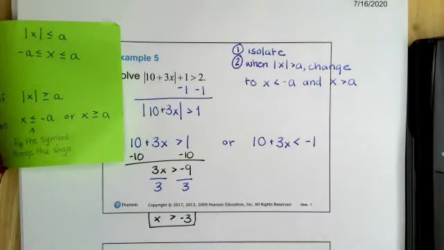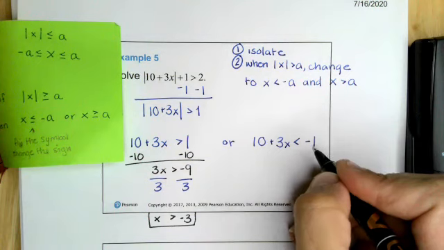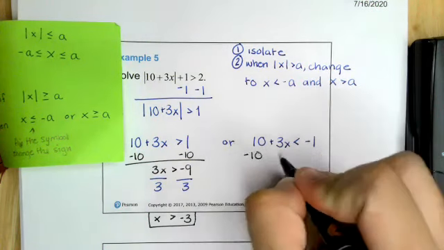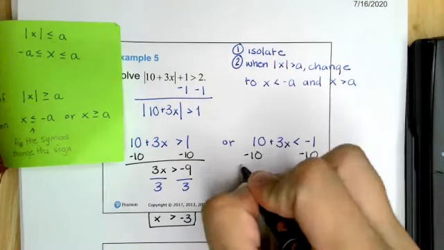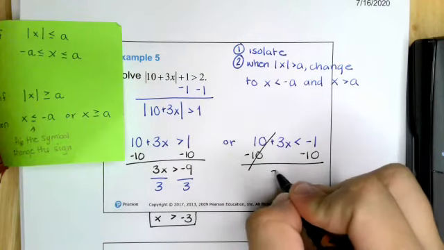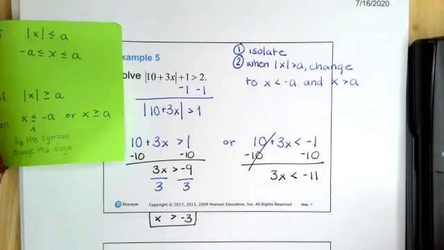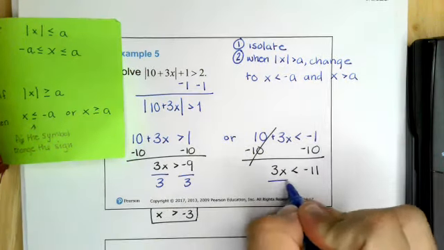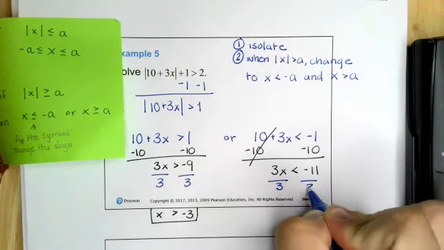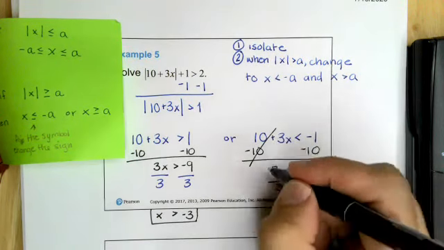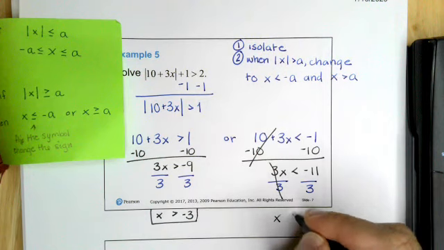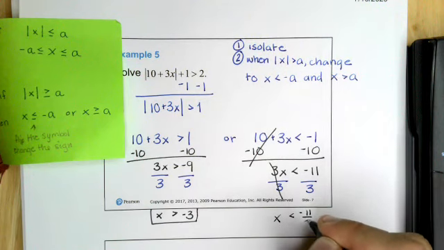10 plus 3x is less than -1. Subtract 10, subtract 10. 3x is less than -11. Divide by 3, divide by 3. X is less than -11 thirds.